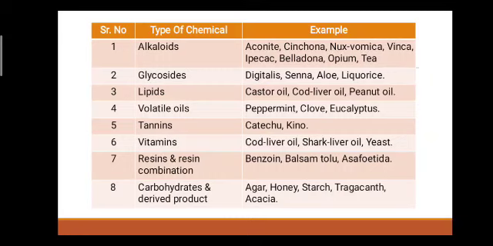Seventh chemical, resins and resin combinations. For example, benzoin, balsam of tolu, asafoetida. Eighth, carbohydrates and derived products. Examples: agar, honey, starch, tragacanth and acacia.